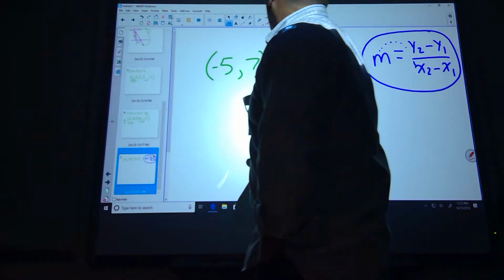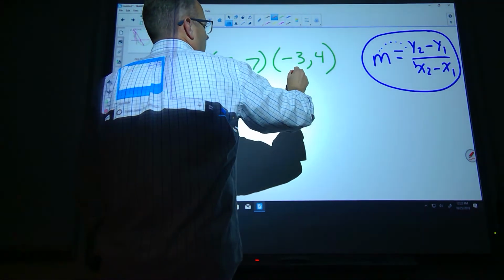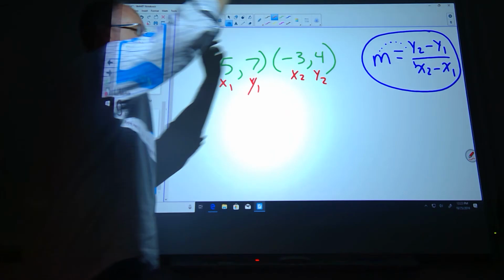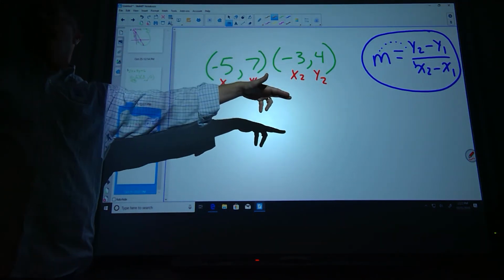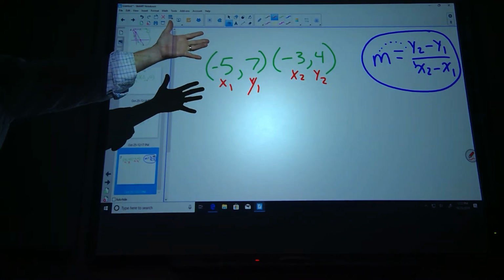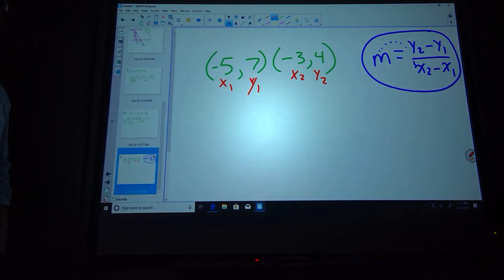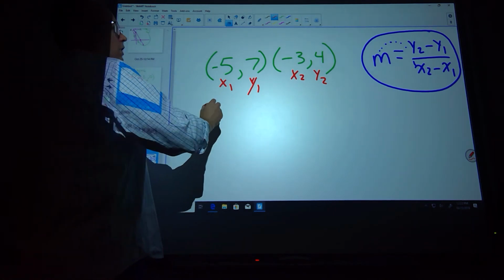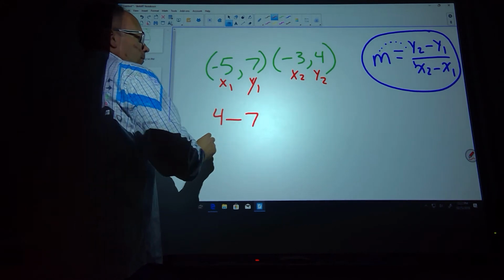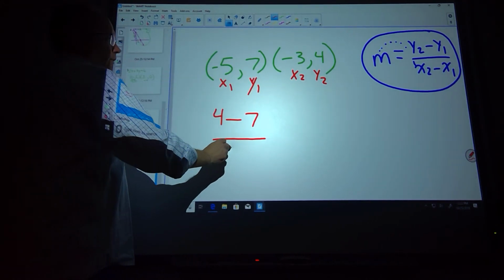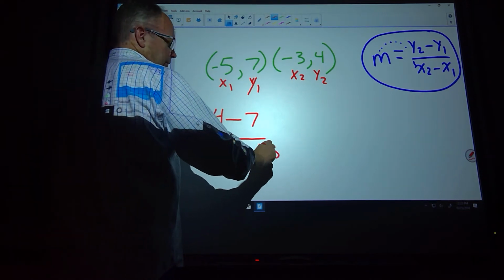Alright, so if I'm going to do that, I probably should label this x1 and y1 and x2 and y2. Do you agree with that? Now, could I have labeled this x2, y2, x1, y1? It's going to be the same. If I flip-flop these, it's still going to give me the exact same answer. That's the nice thing. So y2 is 4 minus y1, which is 7. x2 is negative 3 minus x1, which is negative 5.